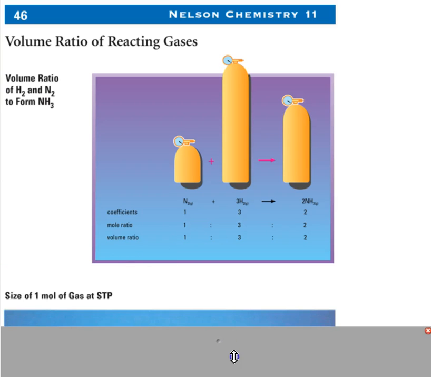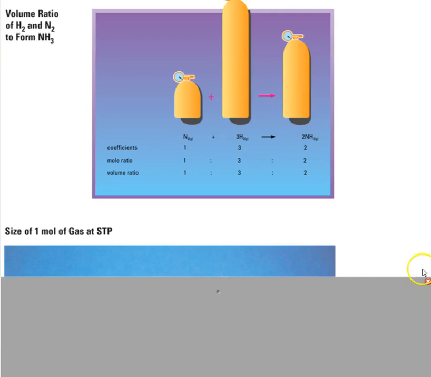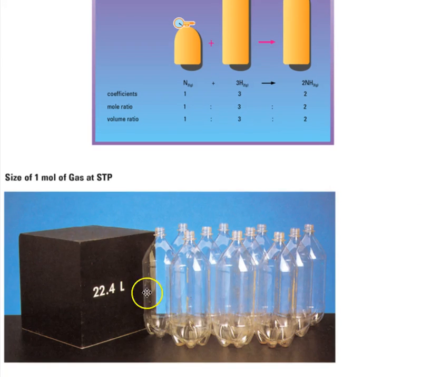This is something we'll empirically determine in the class. And here is essentially what a molar volume looks like. It's the volume of 1 mole. It would be 22.4 pop bottles. So in this case, those would be 2-liter bottles, so we'd need approximately 12 of them, or maybe 11.